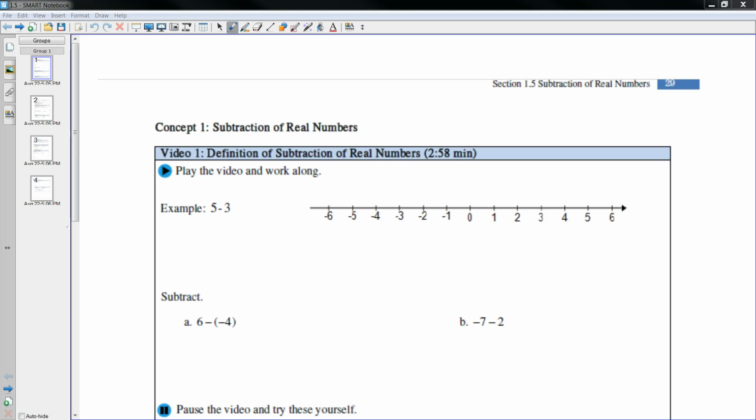Alright, we just talked about addition of real numbers. Now we're going to talk about subtraction of real numbers. So again, we're going to have some rules.